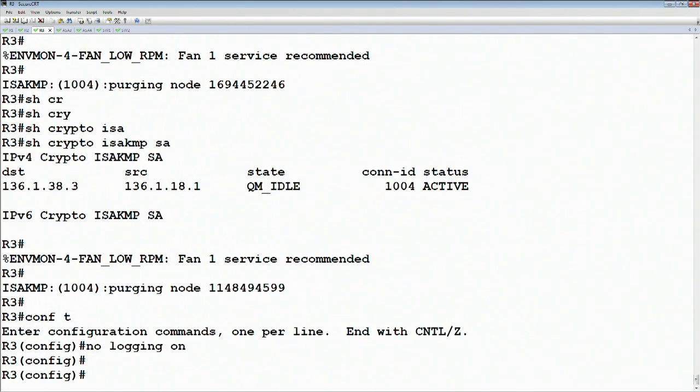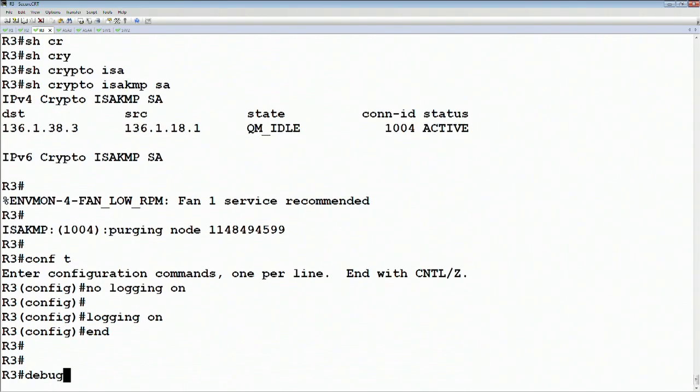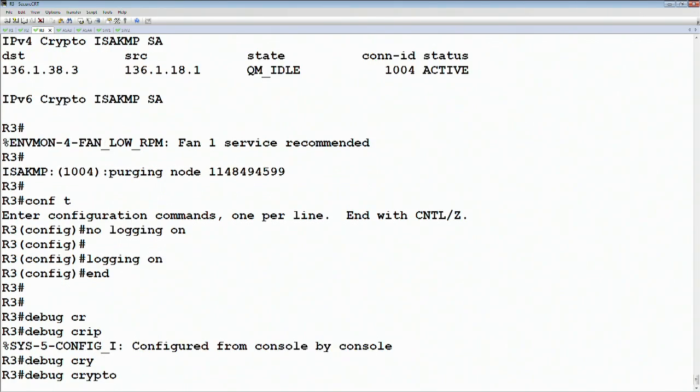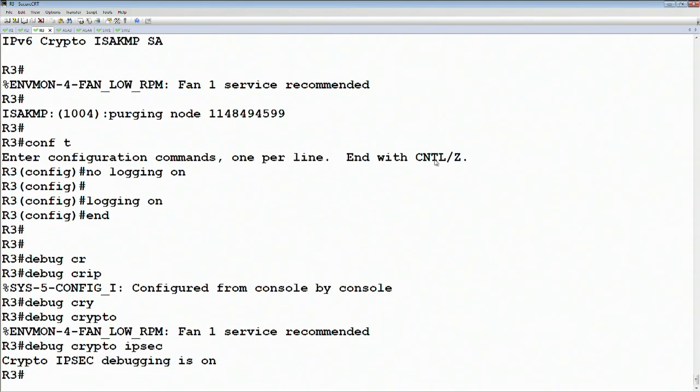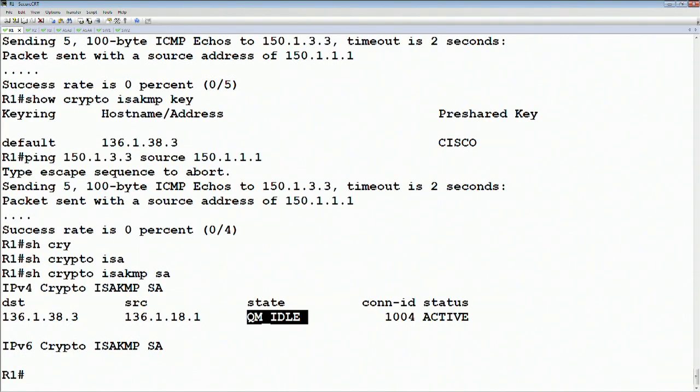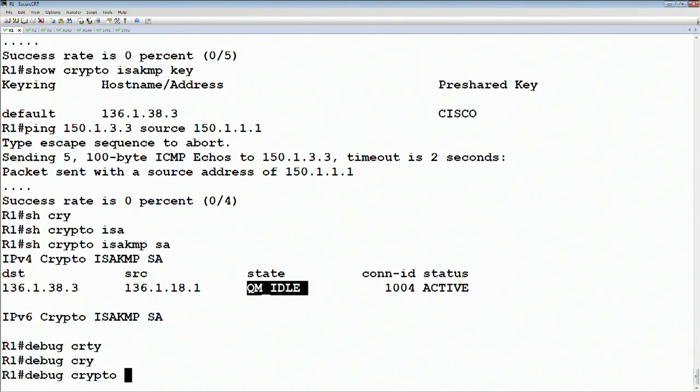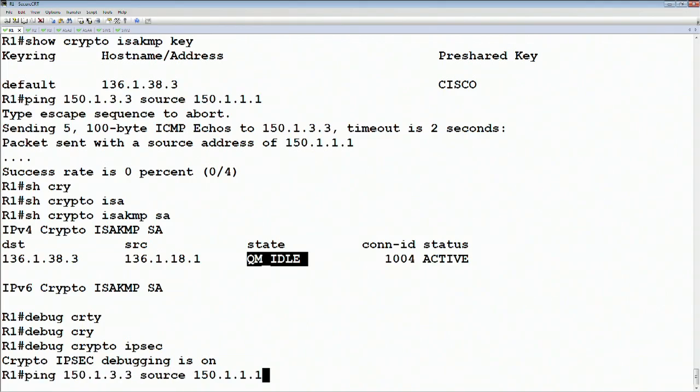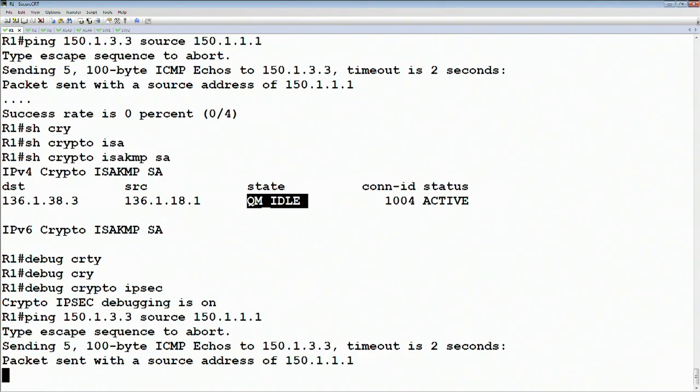So what we need to look at next is the debug crypto IPsec. Because something's wrong with phase 2 now. It's not a phase 1 problem anymore. Debug crypto IPsec. Okay, and let's send the packets again.